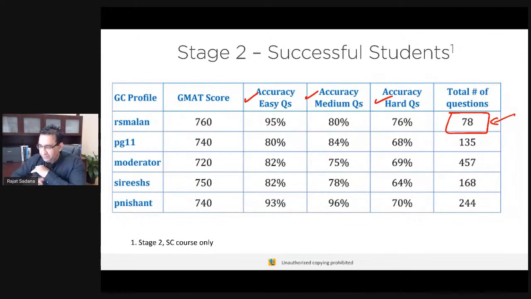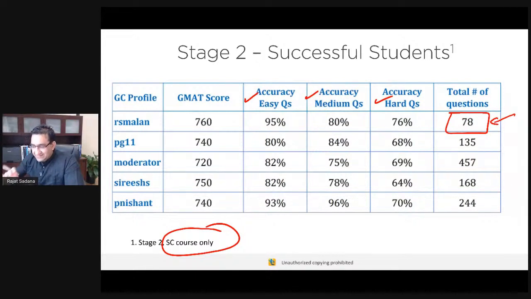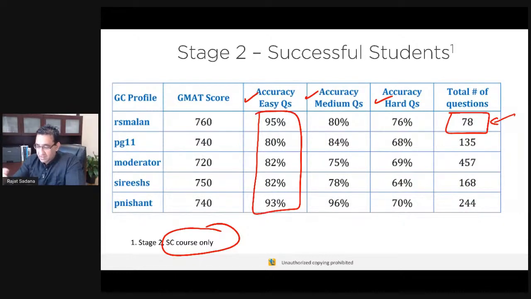And there are a few things that you would notice. Again, this is just in sentence correction, not anywhere else. Just in sentence correction, so just one subsection of the GMAT. A few things that you would notice is that pretty much all of them got most of easy questions correctly, with upwards of 80% accuracy on average in medium questions, as you can really see.